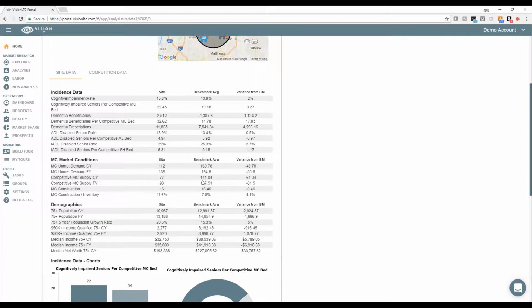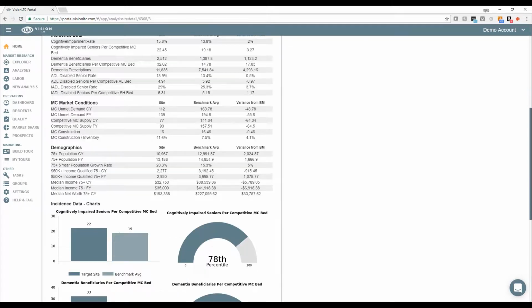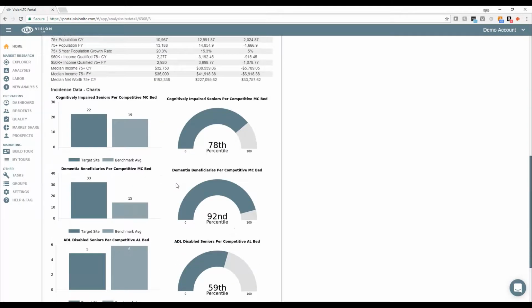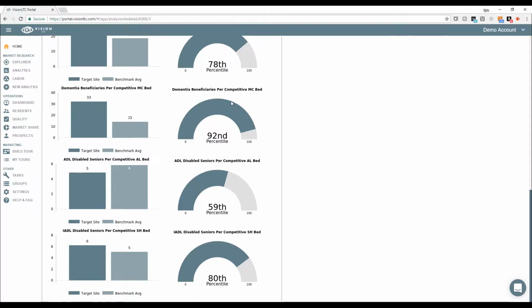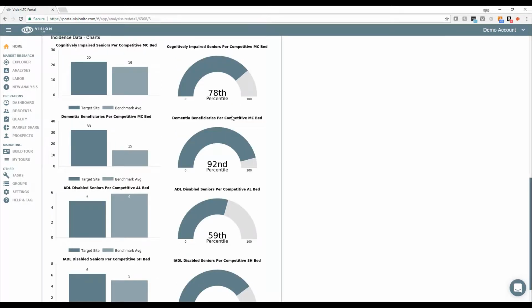When we look at the existing competition in the market, it's actually less than half of what the average Brookdale asset is exposed to. Coming down here, I can then see that this community is performing in the top 10%, and in some instances in the top 30% for most of the incidence metrics.